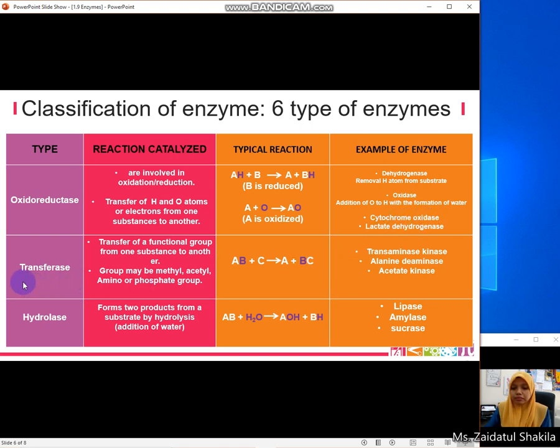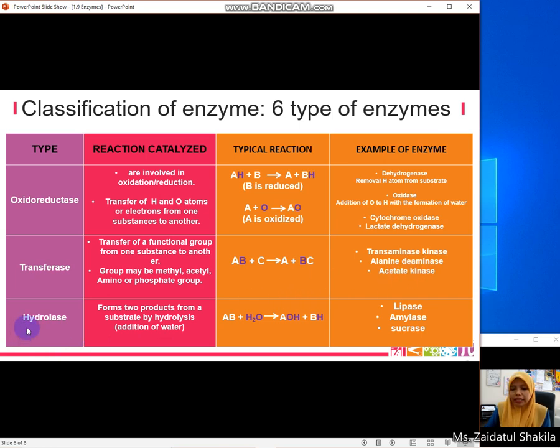The next class of enzyme is transferase. Transferase transfers a functional group from one substance to another substance. The functional group may be acetyl, methyl, amino, or phosphate group. So look at the typical reaction of transferase: AB plus C produces A plus BC. So B refers to the functional group. What are the examples of transferase? For example, transaminase and kinase, which transfer amino groups. Other than that, alanine aminotransferase also transfers an amino group, and acetate kinase.